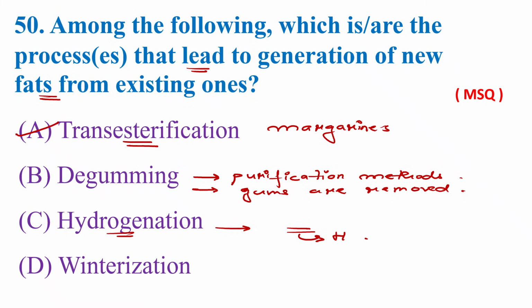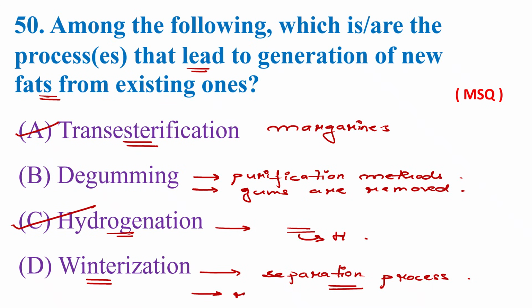Next, winterization process. Winterization is a process of removing high melting waxes or saturated fats by cooling and filtration. So it is a separation process, we can say. Over here, waxes are removed. So my correct option will be option number A and option number C.